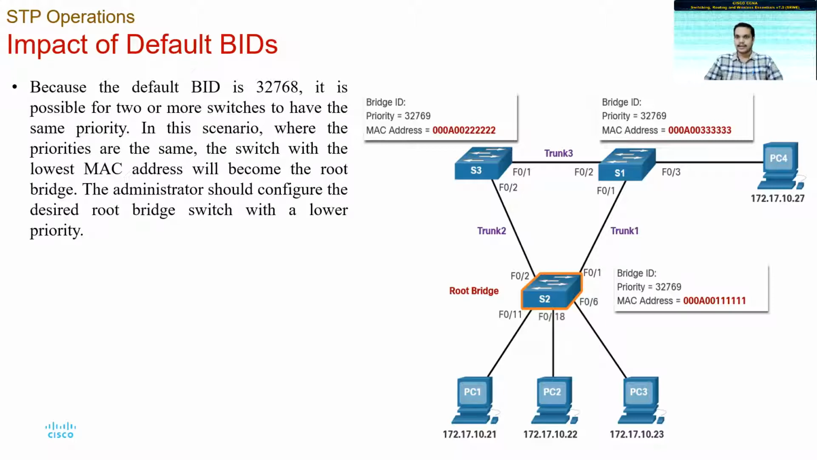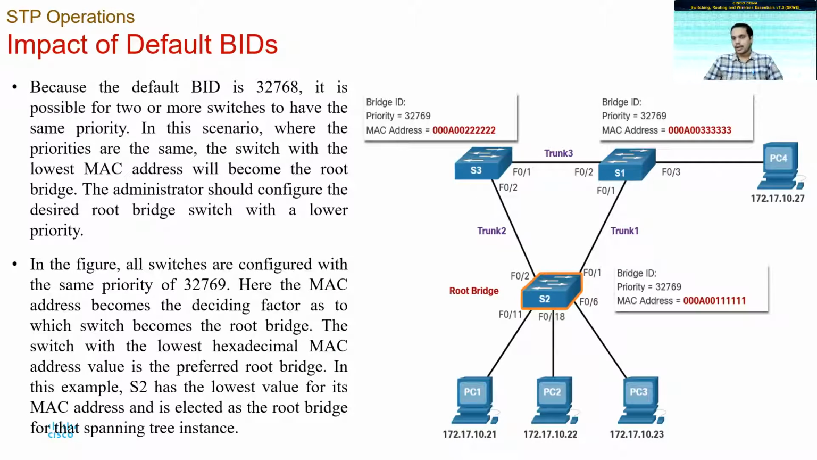Now, once again, take this example. We have S1, S2, S3. Consider that all three switches have the same priority value, so there is no way to tell which has the lowest priority. The next step to define which will become the root bridge is the MAC address. There are three MAC addresses for these three switches. S1 is 00A0 and all threes, S2 has all twos, and S3 has all ones. When the MAC address comparison is done, S2, because it has the lowest MAC address in hexadecimal value, will become the root bridge for this network.